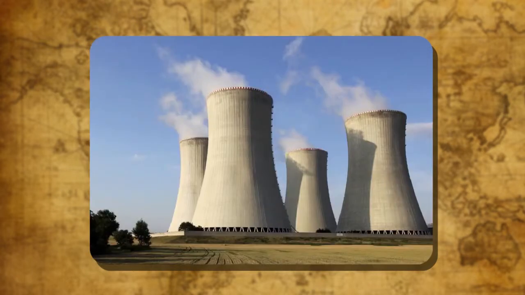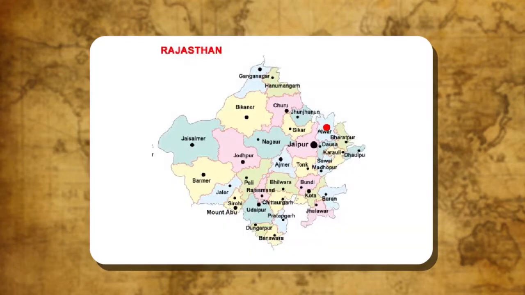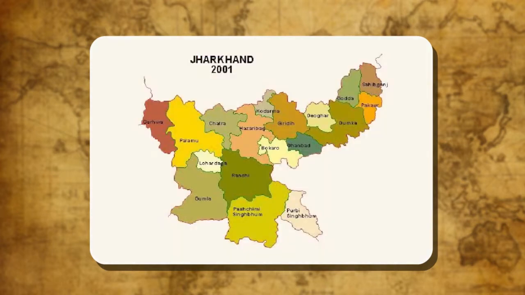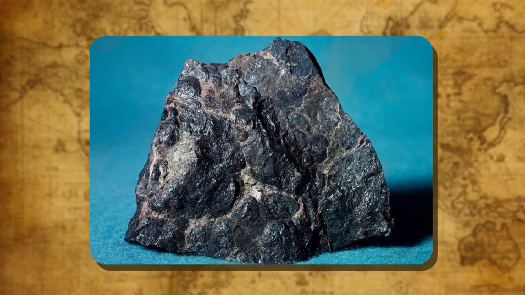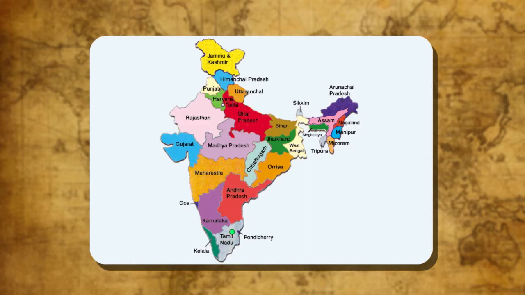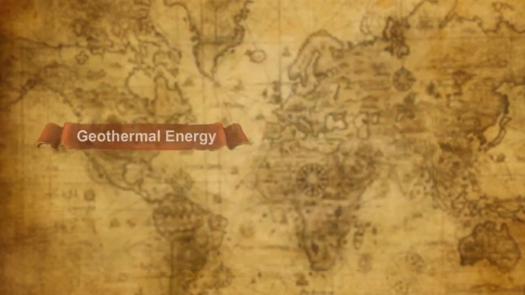This energy emits a large amount of energy, but it generates radioactive waste, and it is expensive too. Rajasthan and Jharkhand have large deposits of uranium and thorium. Kalpakkam in Tamil Nadu, Tarapur in Maharashtra, Narora in UP, Kaiga in Rajasthan, etc. are the important nuclear power stations located in India.